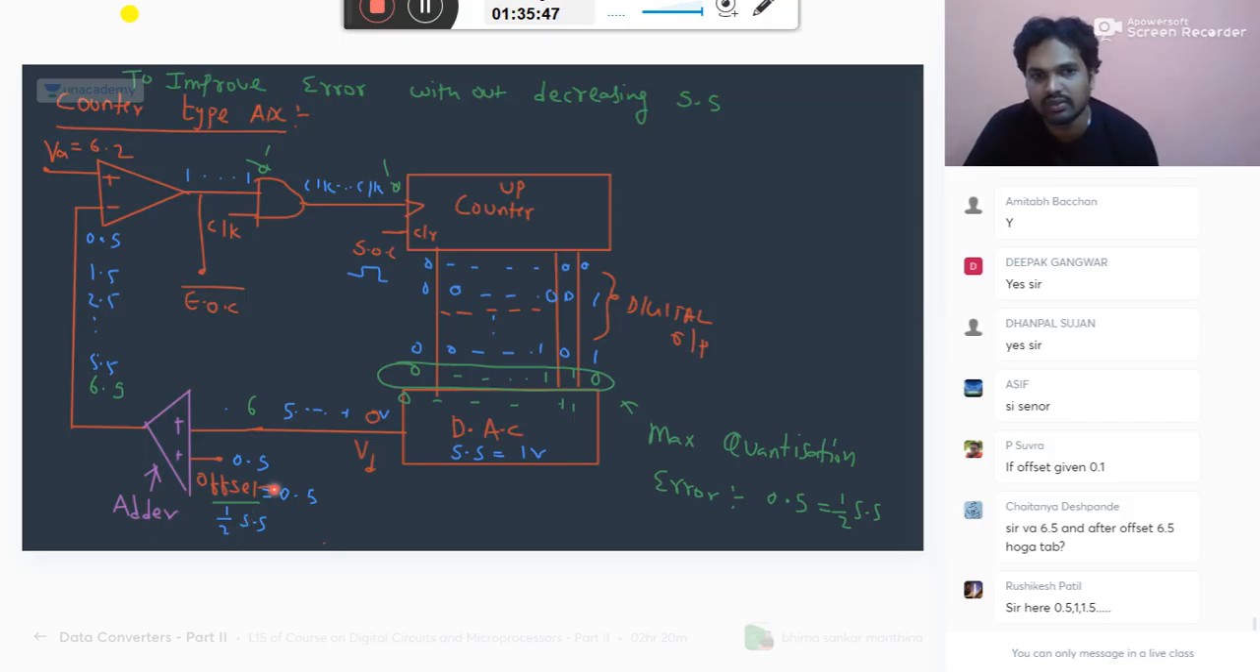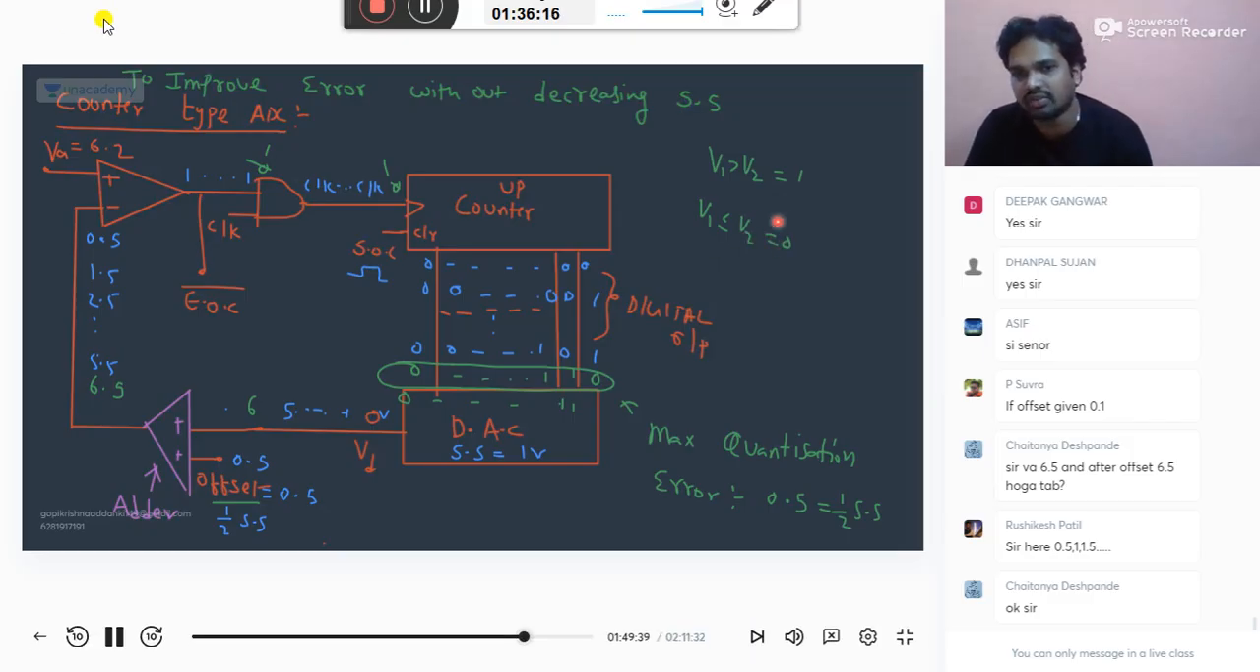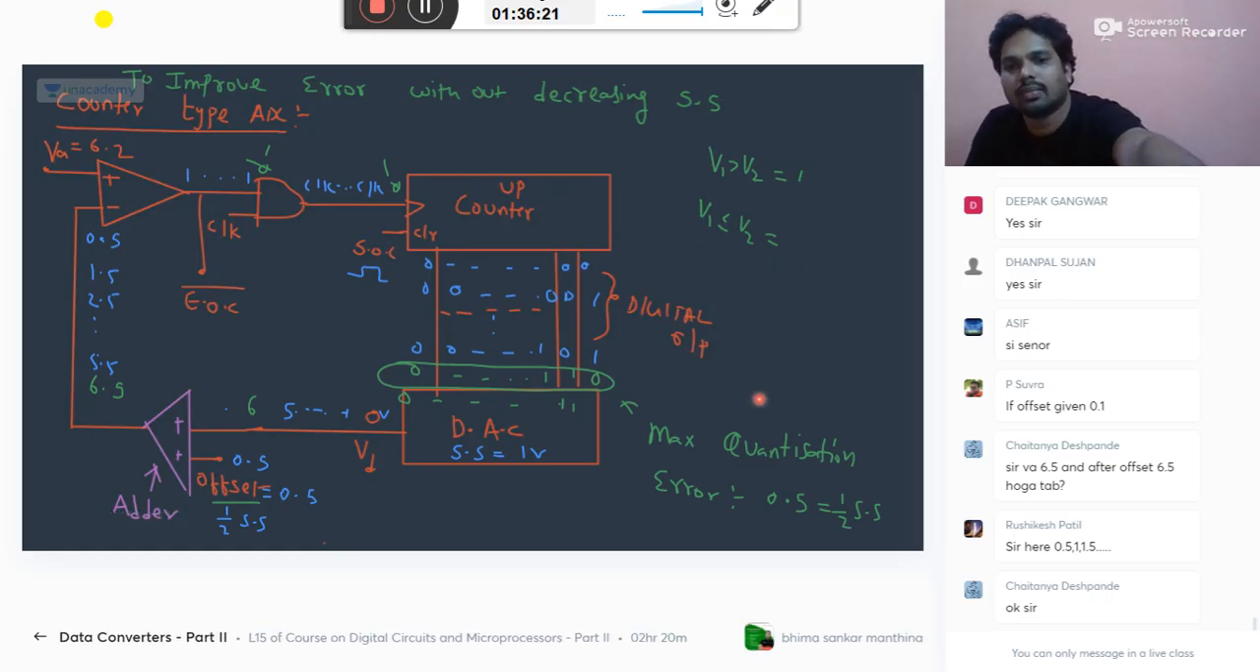Chaitanya, if your input is 6.5, according to the design, it may stop at 6.5 or 7.5. It depends on the design. If the comparator gives 1 for equal, it may go to 7.5. In general, you can say it will stop at 6.5 itself. Then you get the answer equal to 6 only. Generally, it is like that. V1 greater than V2 gives 1, V1 less than or equal to V2 gives 0. Even for equal you get 0 only. If nothing is specified, this is the format we follow. Okay, that is about your comparator type ADC.